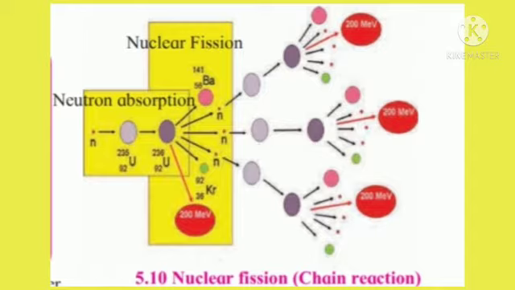Now let us see how nuclear fission takes place. When a neutron is bombarded on an atom of uranium 235, it absorbs the neutron and converts into its isotope uranium 236. Uranium 236, being extremely unstable, converts into atoms of barium and krypton through a process of fission, releasing 3 neutrons and 200 mega electron volt energy.